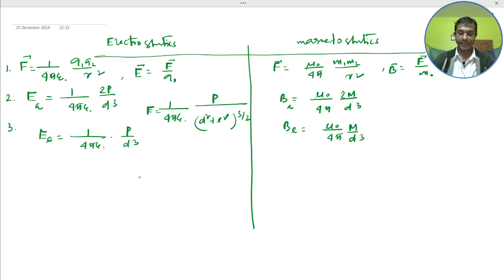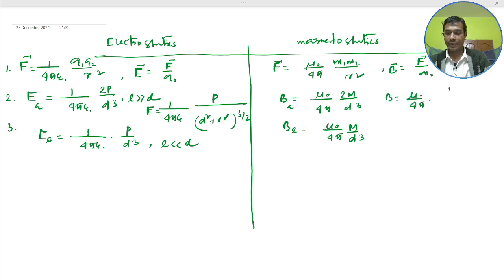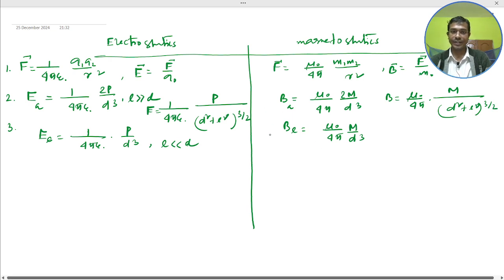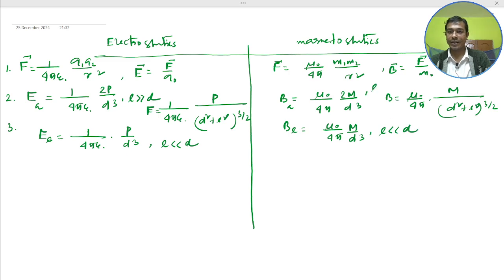This is p by d cube for the case L less than d, and here for L greater than d. And here the main formula is B equal to mu naught by 4 pi m by (d square plus L square) to the power 3 by 2. This is for the case m by d cube, L less than d, and here L greater than d.